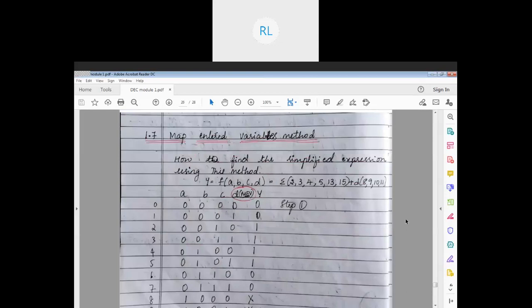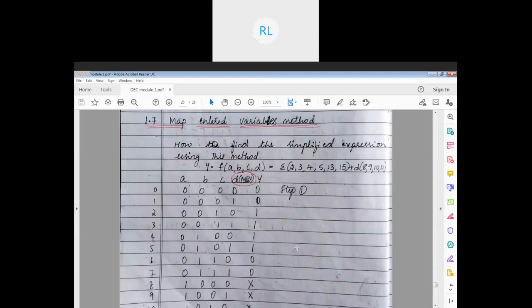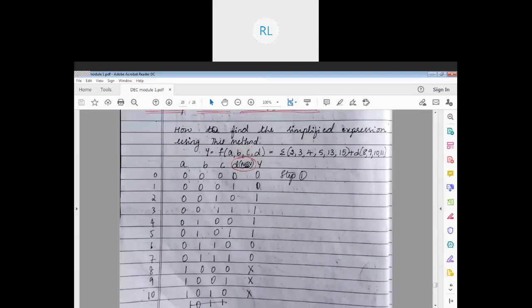Just like how we had rules for K-map, you have to fill the squares, how to value the squares, how to fill the squares with ones, and then how to group these ones and how to get a final equation, right? So those were the rules pertaining to your K-map. So similarly, we have some rules with respect to map entered variable. So we will look into it. How to find a simplified expression using this method?